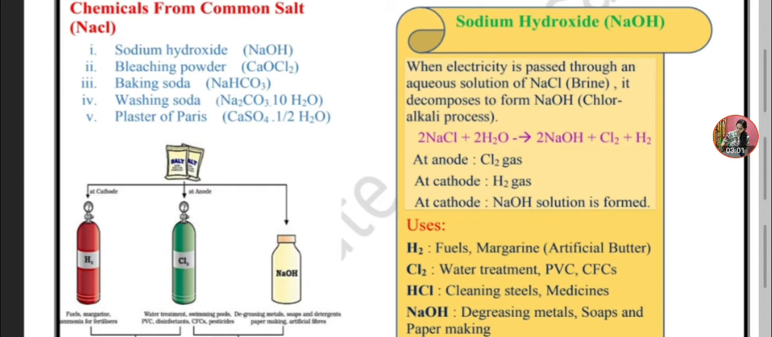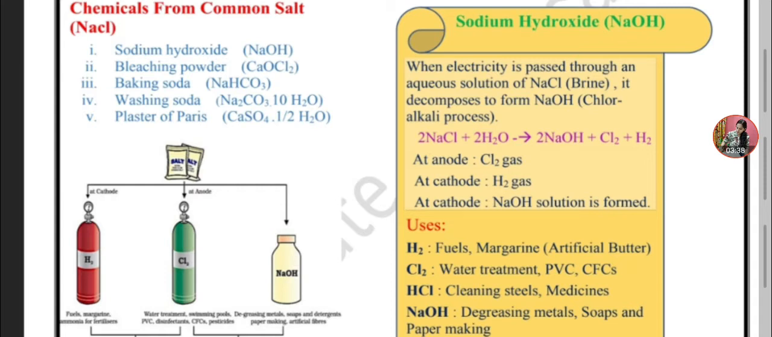When electricity passes through the brine, it decomposes to form sodium hydroxide, and this process is called the chlor-alkali process. Why is it called chlor-alkali? Because it gives us an alkaline thing. Which is alkaline here? NaOH. And chlorine gas also evolves here, so it is called the chlor-alkali process. Got it? First question is here, what is brine? The aqueous solution of sodium chloride.